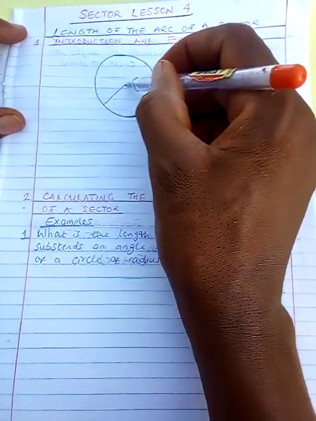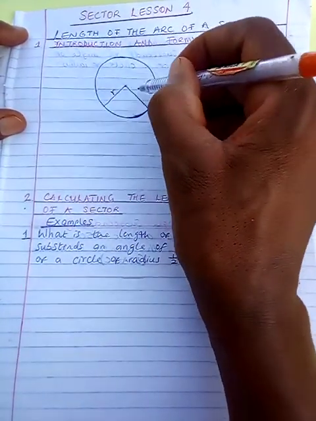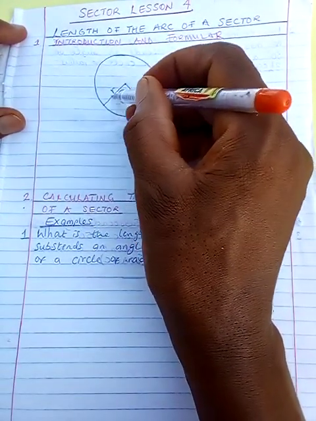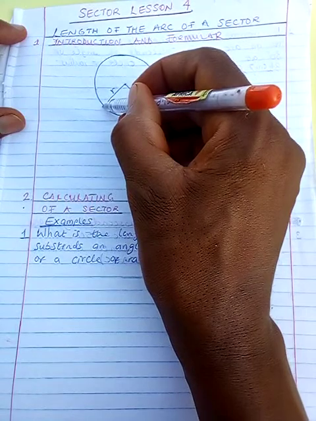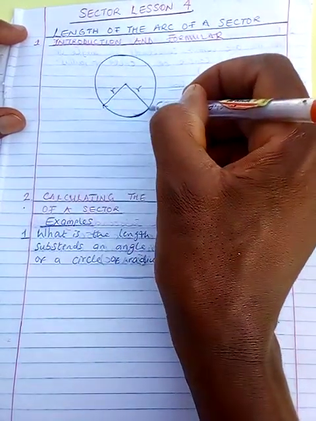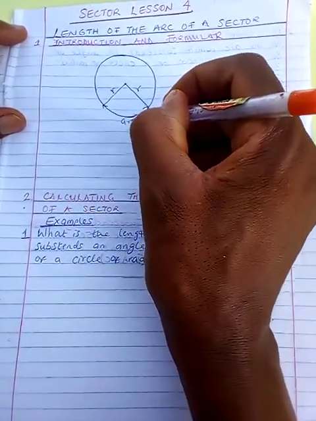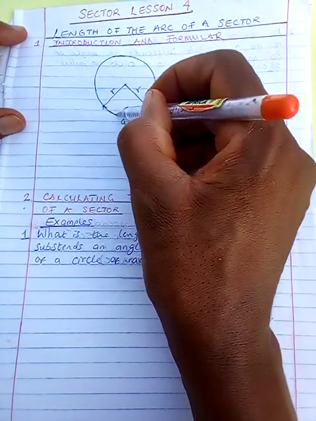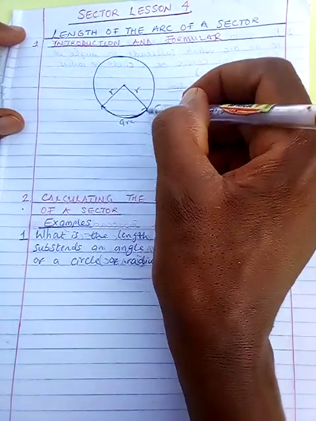A sector usually has two radii. The point at which the radii touch the circumference, from this place down to this other place, is what is called the arc. We are finding the length from this place to this place, that is, the length along this part of the circumference of the circle.